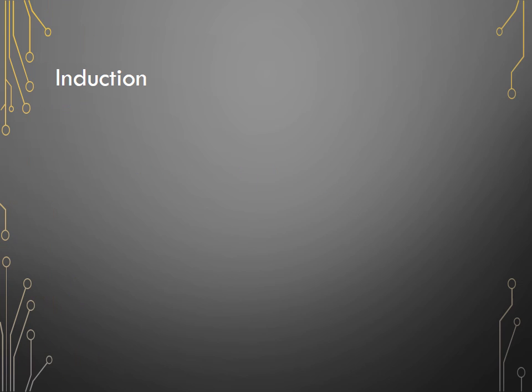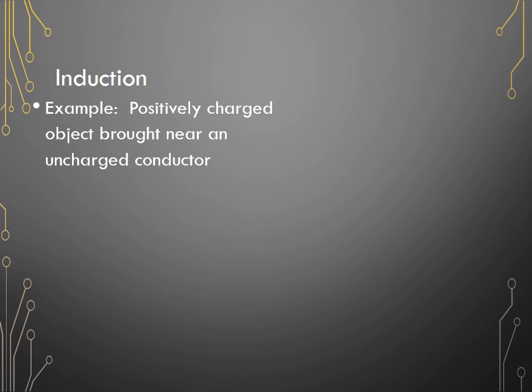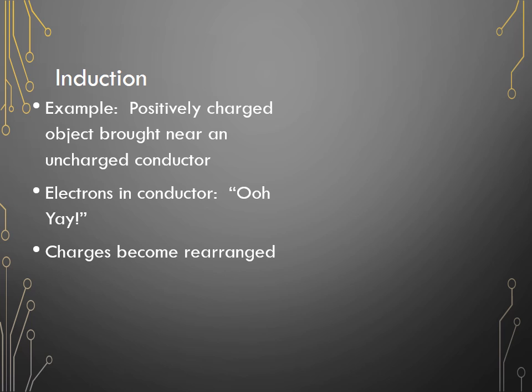Methods of charging. So the first thing we're going to talk about is charging by induction. For example, if you bring a positively charged object near an uncharged conductor, the electrons in the conductor say, "Ooh, yay!" And so they head towards it and the charges become rearranged.